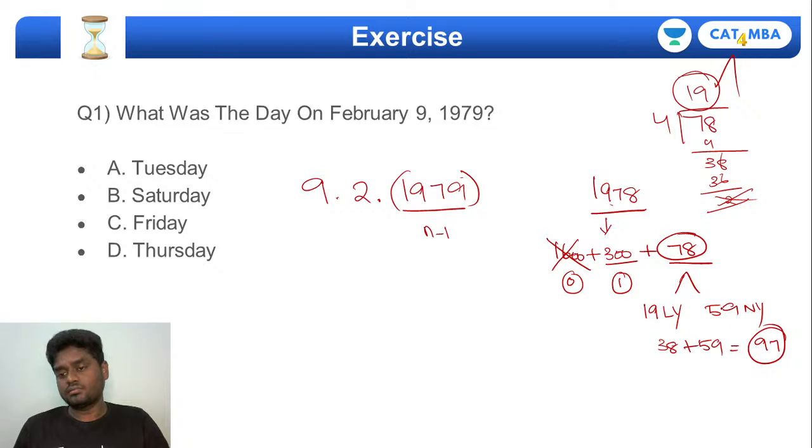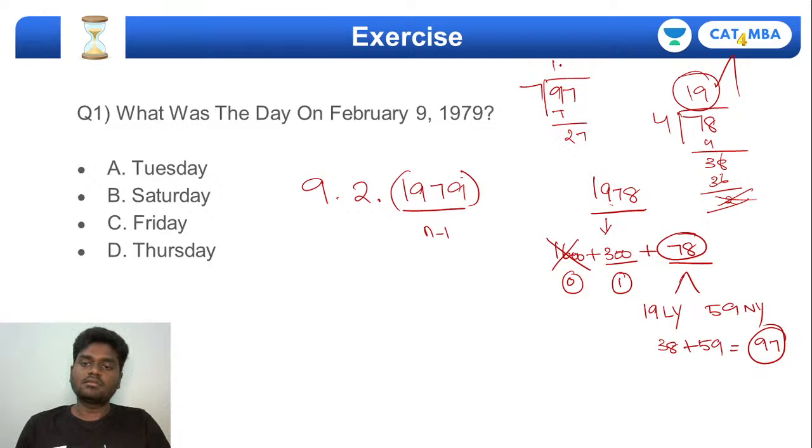97 days which you have got. 97 days means how many odd days then? Try to divide this by 7. If you divide 97 by 7, it goes 7, 2, 7 and then 3, 21. So the remainder you got is 6, right? So the odd days which you have here is 6.